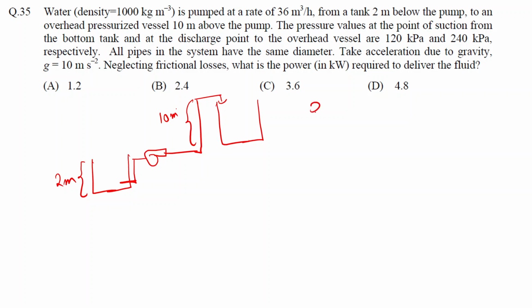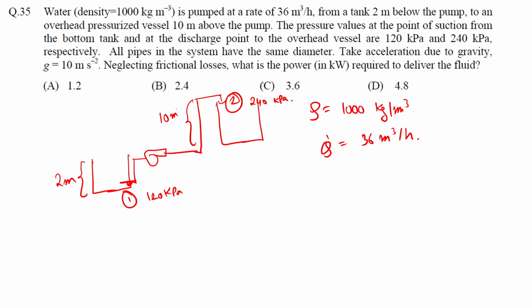Then the density we have been given as 1000 kg per meter cube, and the flow rate Q dot is 36 meter cube per hour. The pressure at the suction from the bottom of the tank, that is at point 1, is 120 kilopascal, and at discharge, that is at point 2, is 240 kilopascal. All the pipes have the same diameter, the value of g is 10 meter per second square, and we have to find the power required to deliver the fluid.